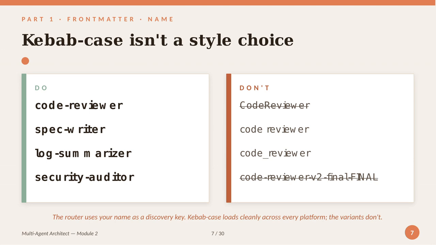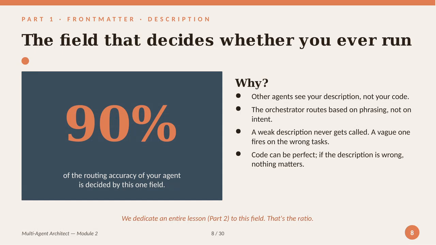It isn't. The router uses your name as a discovery key, and discovery keys cross shells, file systems, configuration loaders, and command line interfaces. Each one of those handles spaces, underscores, and case differently. Kebab case is the lowest friction format that survives all of them. It's also how the user invokes you manually when they want to. Whatever you put here, they're going to type. Make it easy.